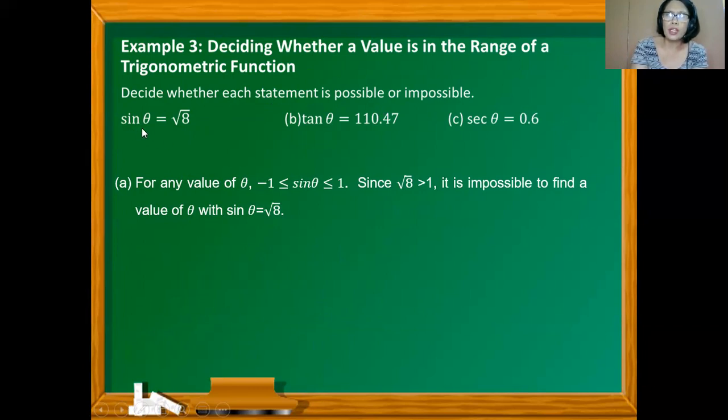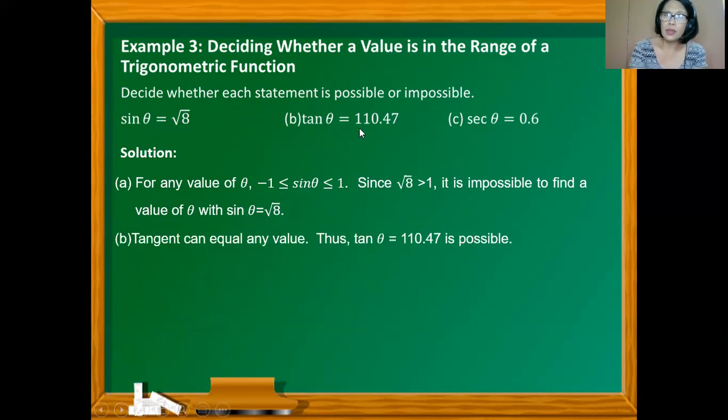For sine theta is equal to square root of 8. Now, for any value of theta, sine theta is less than or equal to 1, but greater than or equal to negative 1. Now, since square root of 8 is greater than 1, it's impossible to find a value of theta with sine theta equals square root of 8. So, this does not fall in the range value of sine theta.